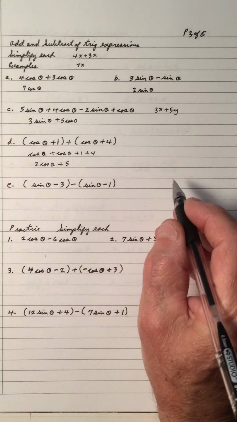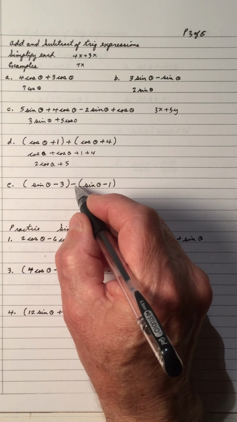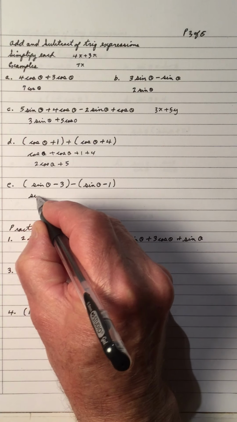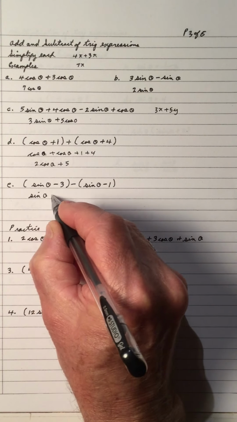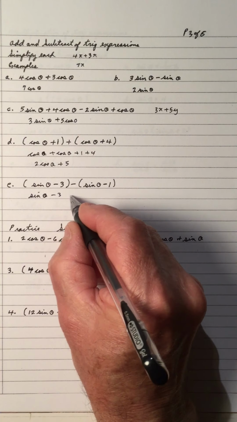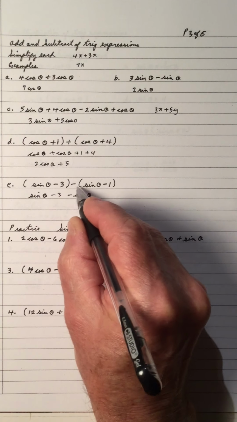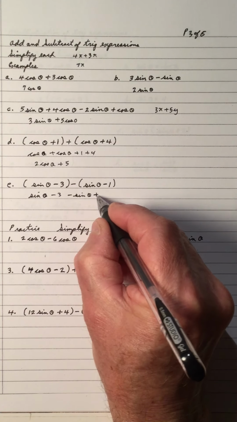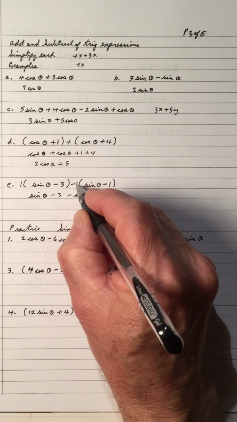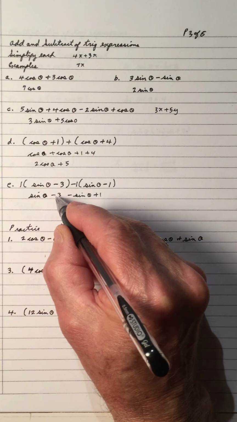Notice they're not changed. And the same here, but I have a subtraction. And when we subtract, we add on the opposite. So that's sine theta minus 3. When we subtract, we make the sine theta a negative sine theta, and we make the negative 1 a positive 1. Another way to look at this is put a 1 there and a 1 there. So 1 times sine theta minus 3, same.